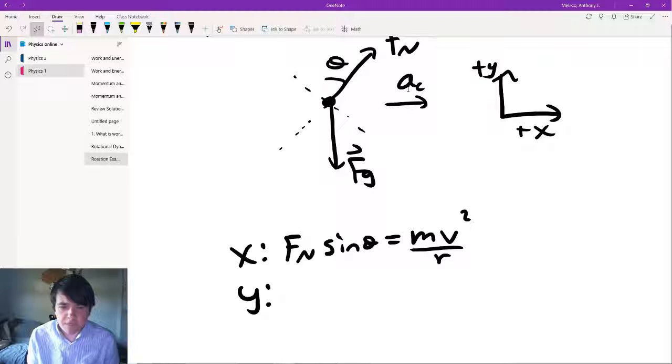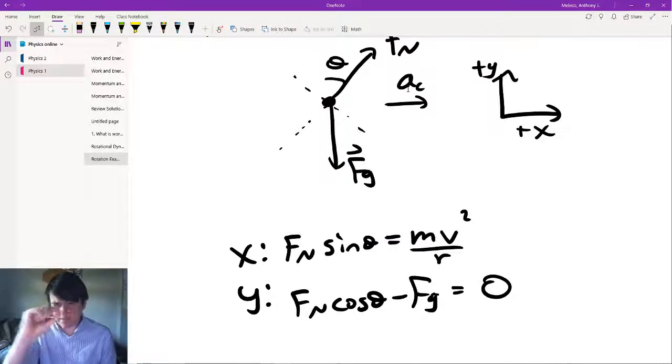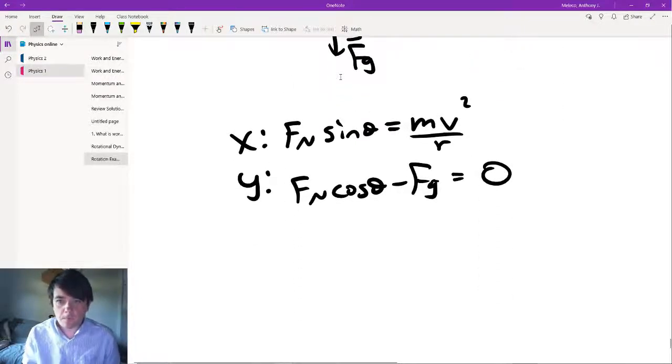F of g is fully in the y. So we have Fn cosine theta, which points up, minus f of g pointing down. Okay, so that cosine is right there, pointing up. We have f of g pointing down. And that's equal to 0, because we're not moving up and down. We're going to be moving at the exact same place, height-wise. And we want to know what's the angle.